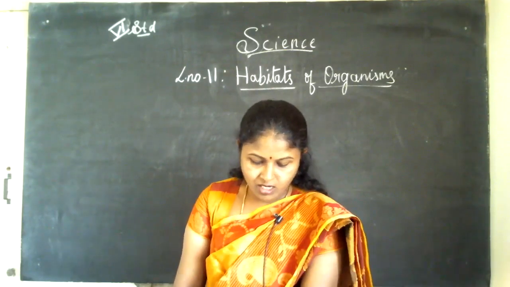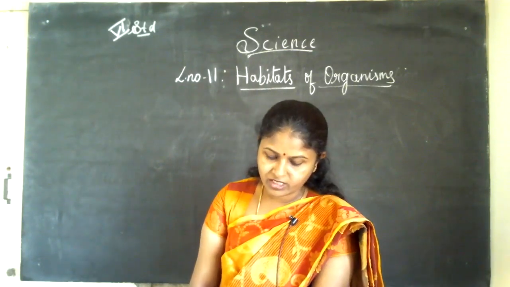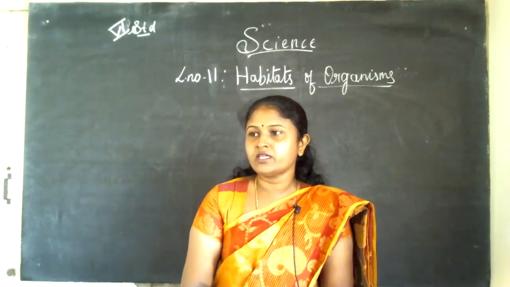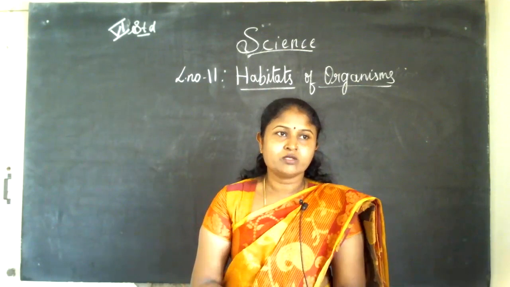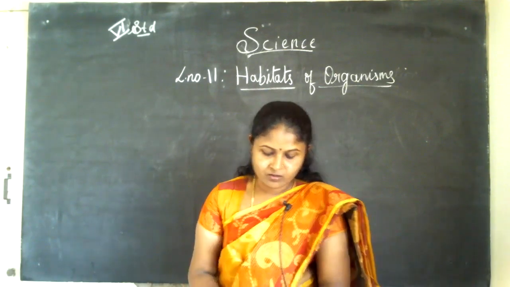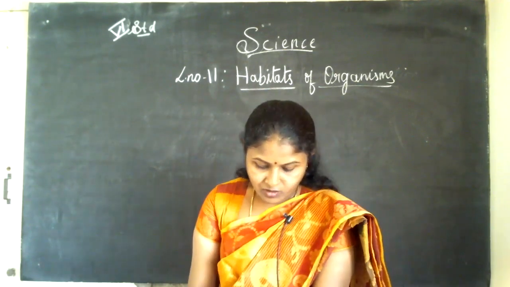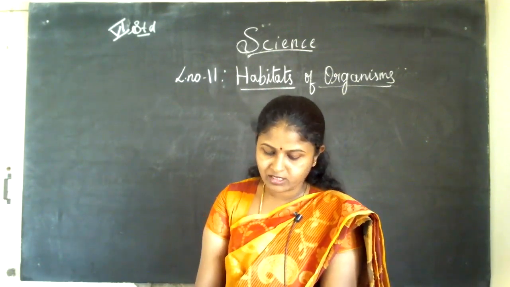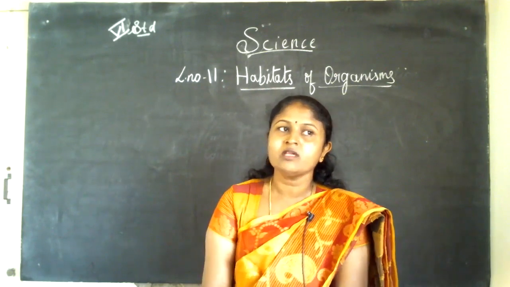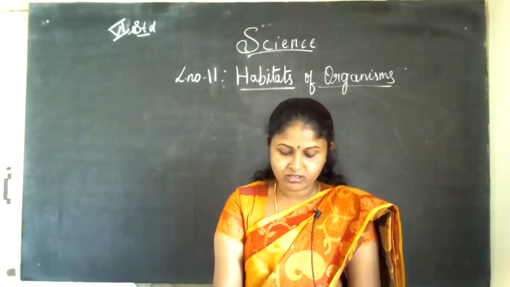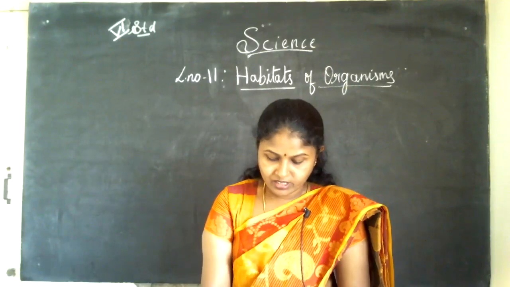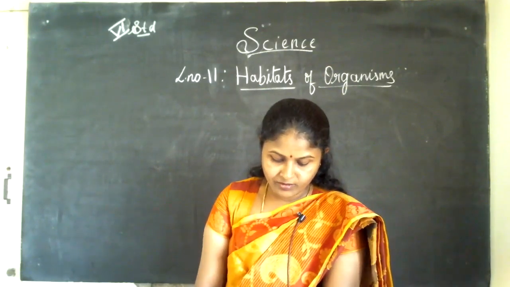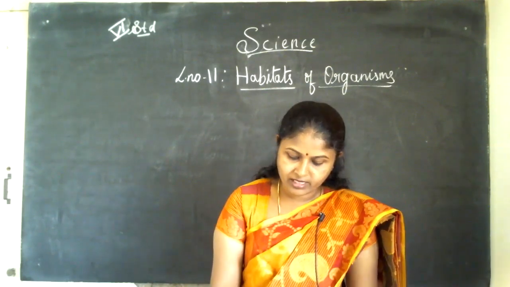Habitat. We have seen how living organisms are dependent on each other for their food and other needs. So where the food is available, where we need to survive, in that place only we stay. Therefore, we will find several types of plants, animals and microorganisms in a particular area. That area becomes the living area or the habitat of these organisms.